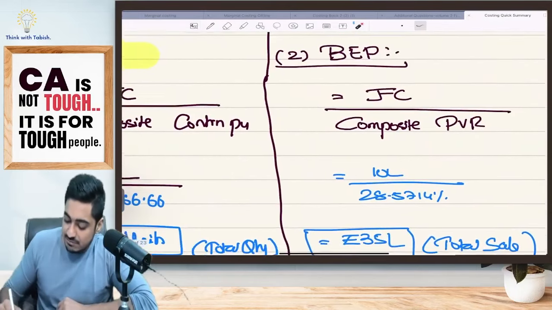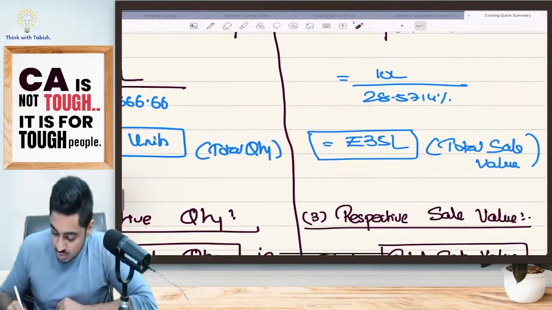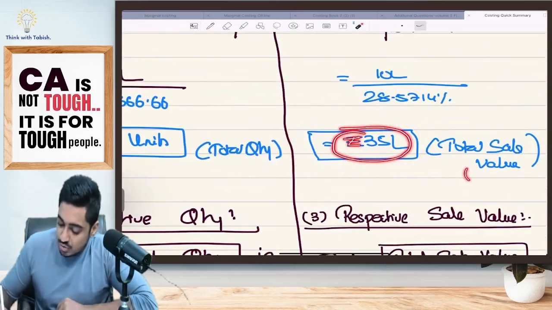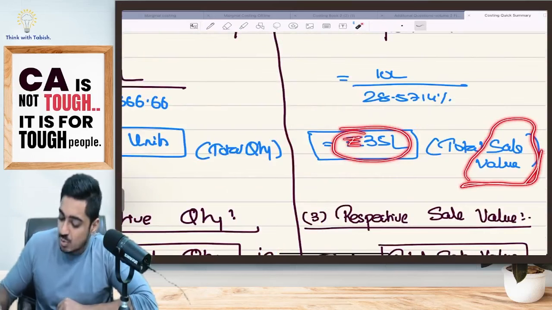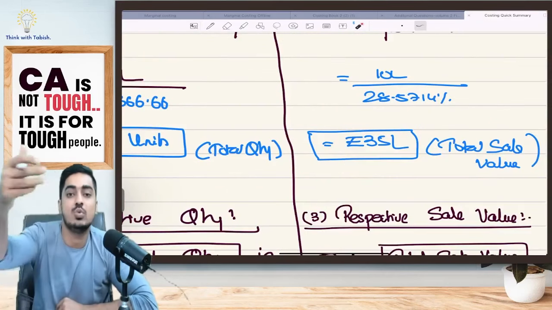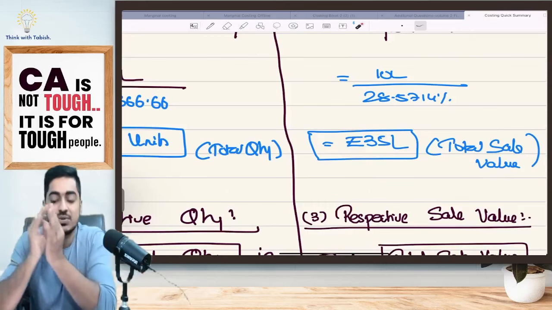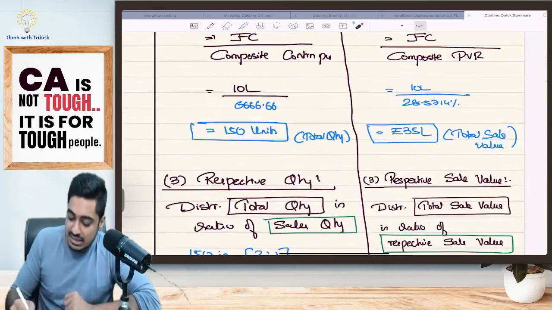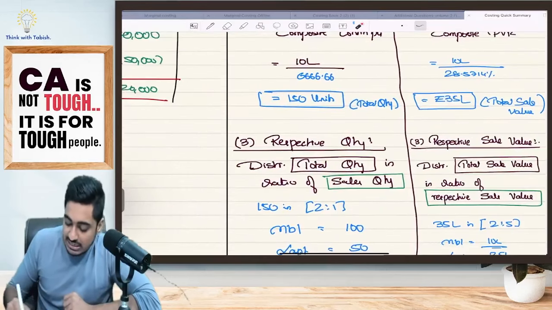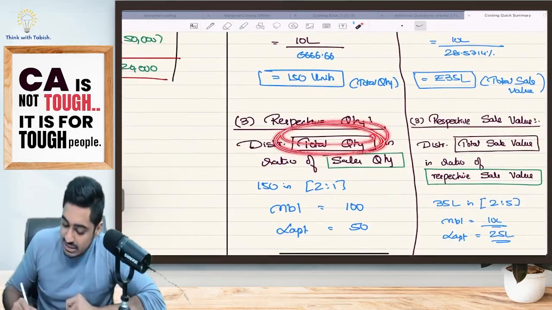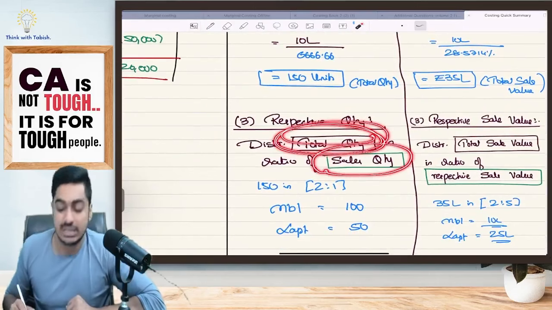I got 35 lakh. Tell me, students, what is this? This is in terms of rupees. That means this is the total sale value at BEP. Now, what do I want? I want the individual sale value. Now, this is where most of you will make a mistake. Pay attention. Here I had the total quantity. In which ratio did I distribute? I distributed in the ratio of quantity.